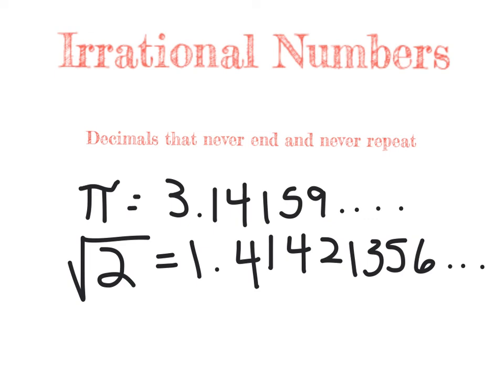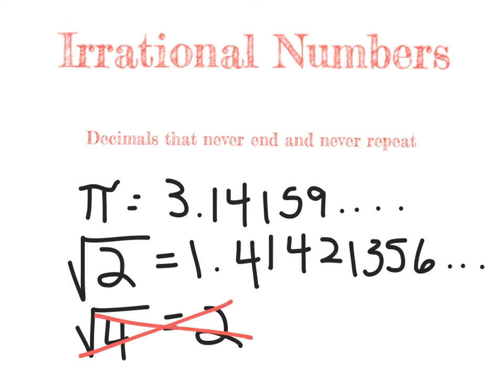Be kind of careful with square roots, though. Not all square roots are irrational. For instance, I'm sure you know this one. The square root of 4, that's 2, which means that is actually not irrational. It's a rational number. Even though it starts off as a square root, the actual value of it is an integer, so that would make it a rational number.